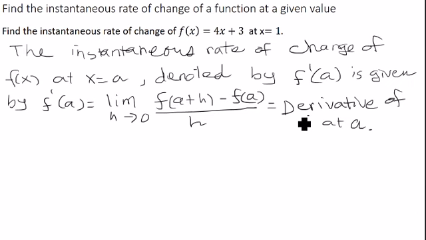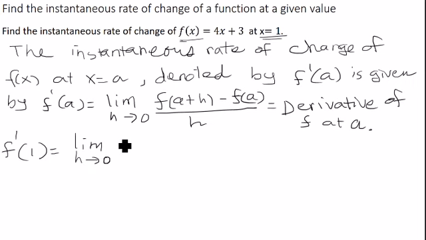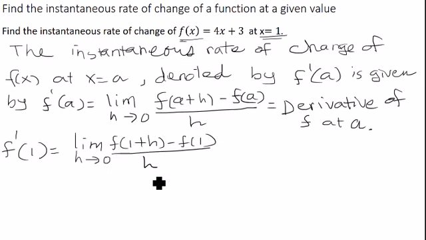Alright, so let's look at this function given by 4x plus 3. And then the value of a equals 1. So we're going to do f prime of 1. That's going to be the limit as h goes to 0 of f of 1 plus h minus f of 1 over h. I'm going to find out each value separately and then combine all the pieces together.